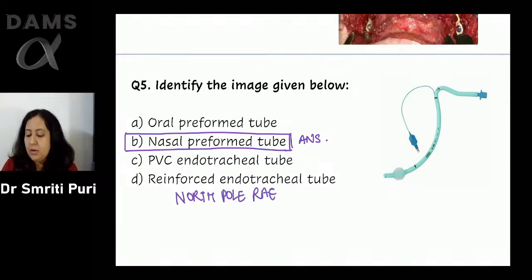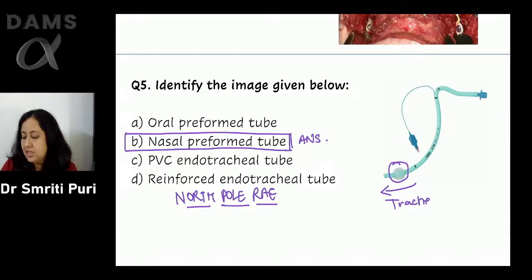Now how do you identify, especially when you don't have the patient with you? So this is the cuffed end, this will go in the trachea. Now just imagine, I told you in the last session also, you will have to imagine that if this end is going into the trachea, how is this bending? This is bending towards the head end, and head end is known as north. So this is a north pole RA, which is inserted via the nasal route.